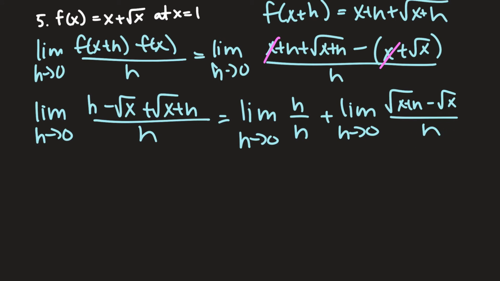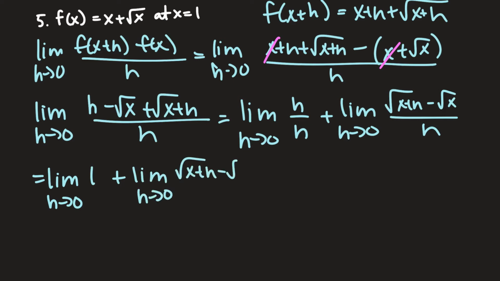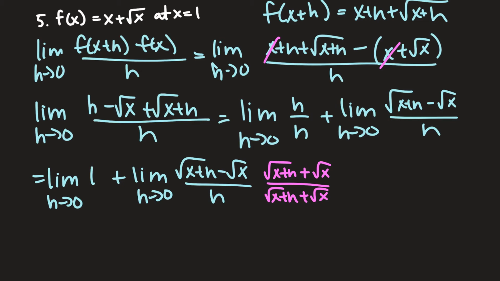So that's going to give me the limit as h approaches 0 of 1, because anything over itself is 1, plus the limit as h approaches 0 of this. Now I can multiply by the conjugate, right? Because I have it as a binomial. So I'm going to multiply by the square root of x plus h plus the square root of x all over the square root of x plus h plus the square root of x, right? Okay, so then when I multiply by the conjugate, we know a couple things happen. So I'm going to go ahead and evaluate this limit here.